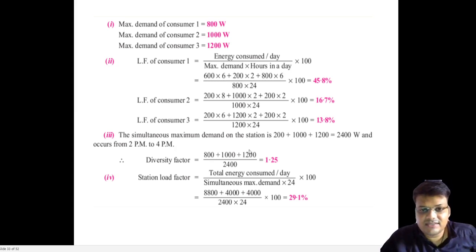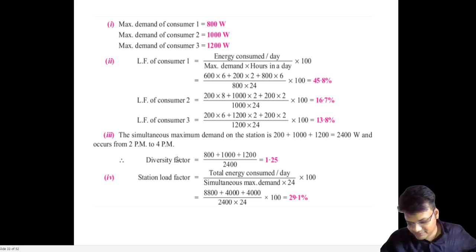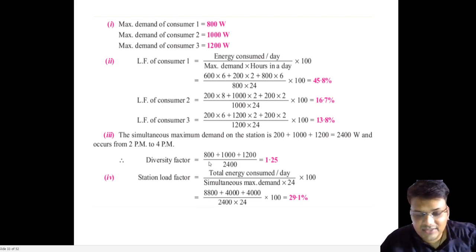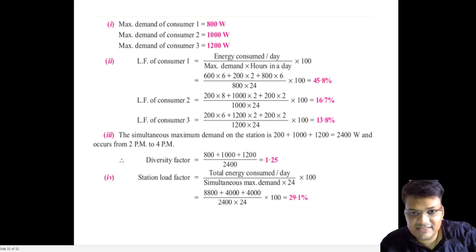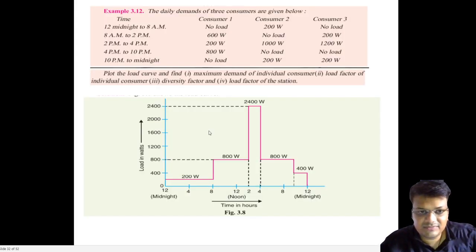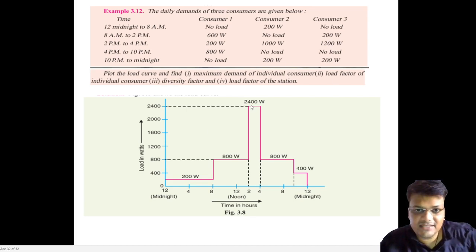Now moving toward the third question, what is the diversity factor? The simultaneous maximum demand of the station is 2400 watt and occurs from 2 to 4 p.m. So how will we calculate the diversity factor? From the generation point of view, we see what the maximum demand is. This load curve is drawn from the point of view of the station, so the maximum demand is 2400 at a particular time, that is 2 to 4.